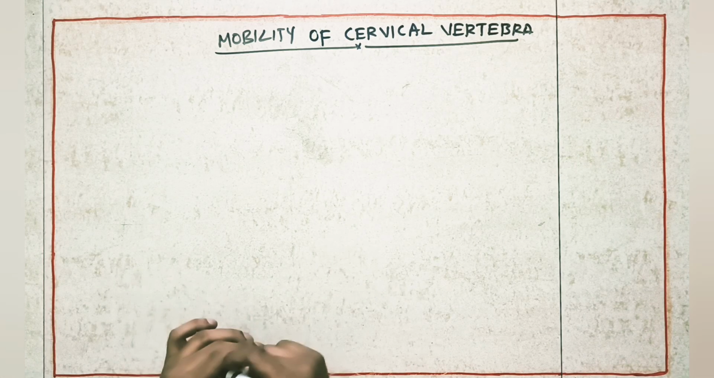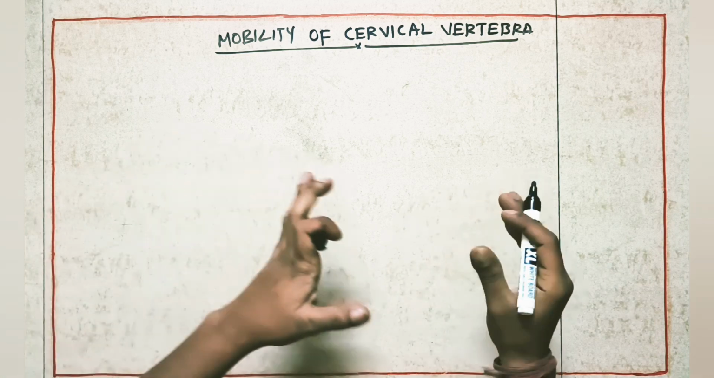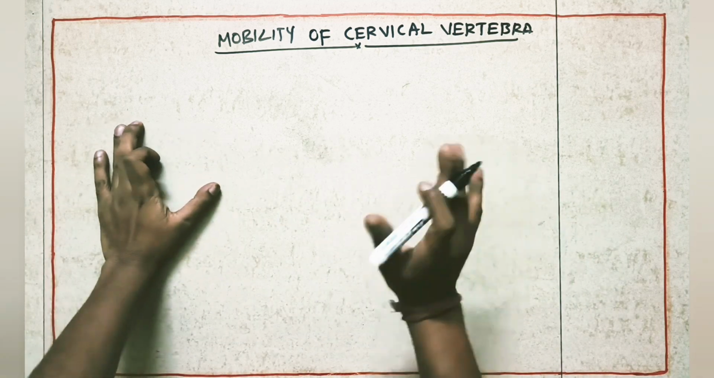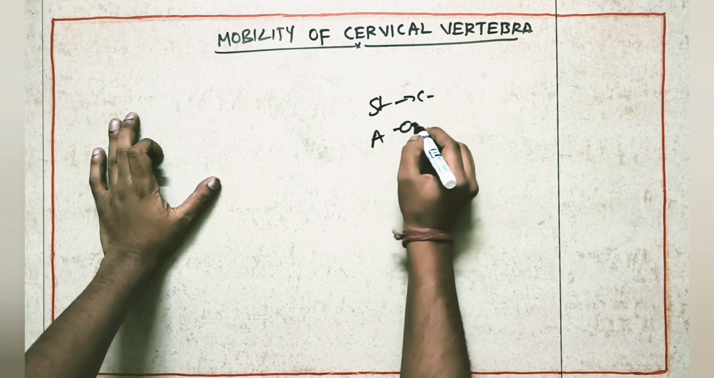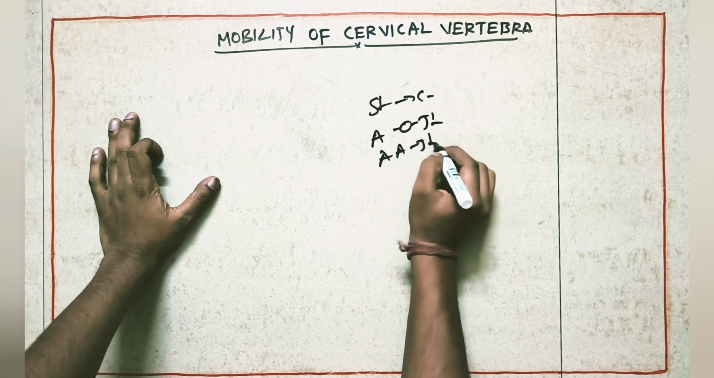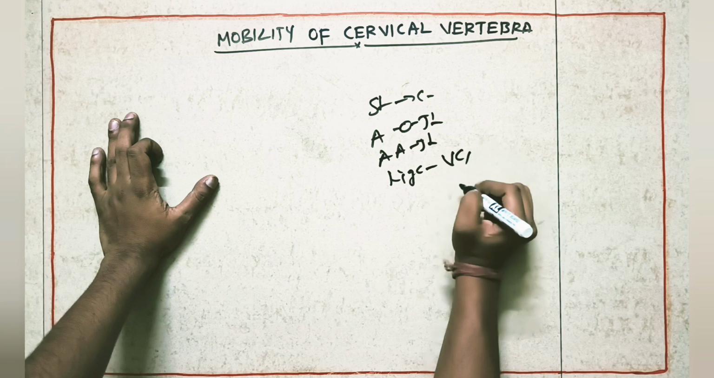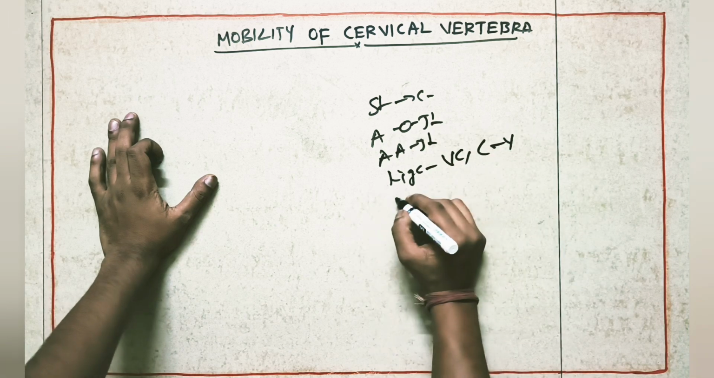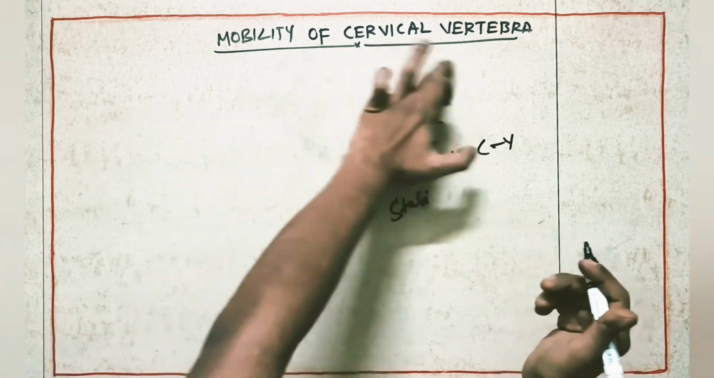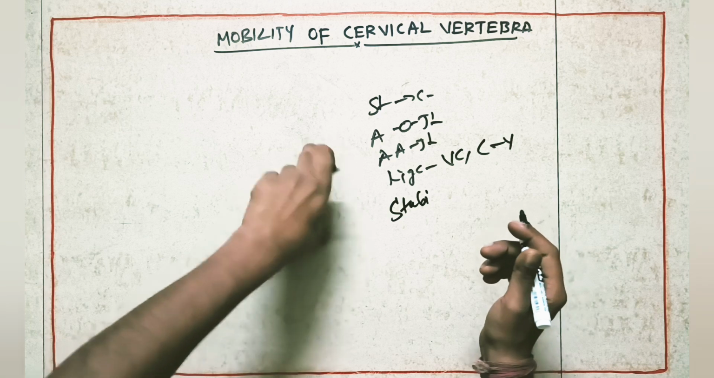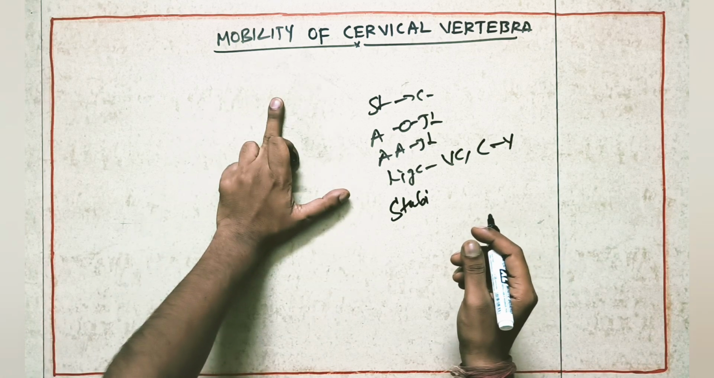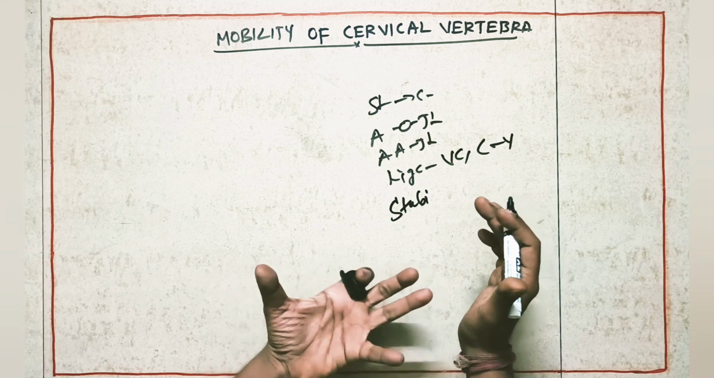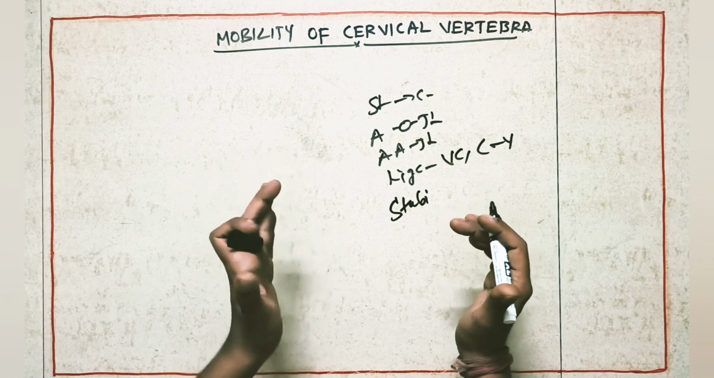This is about mobility of the cervical vertebra. It's a very important, nice topic. If we know the structure of the vertebrae, the cervical spine, especially the atlanto-occipital joint, atlanto-axial joint, and ligaments of the vertebral column, and at the same time the cervical vertebra and stability of the vertebra, then only can we understand the mobility of the cervical vertebra. The mobility of the cervical vertebra is going to give us nice information on how the cervical spine is working.